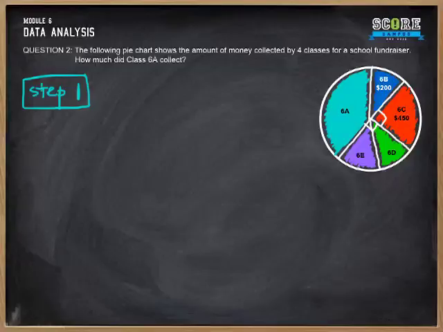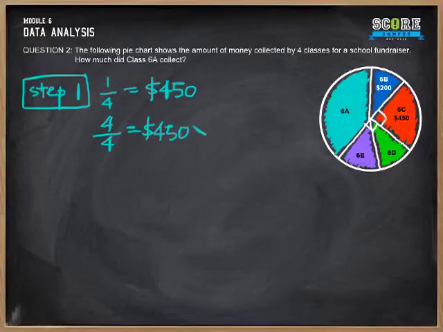Looking at the red column, 6C. So step 1, 1/4 equals $450. I'm looking at 6C, by the way. Okay, so if 1/4 equals 450, 4/4 would be $450 multiplied by 4, which equals $1,800. This is the total amount of money collected by all the classes.